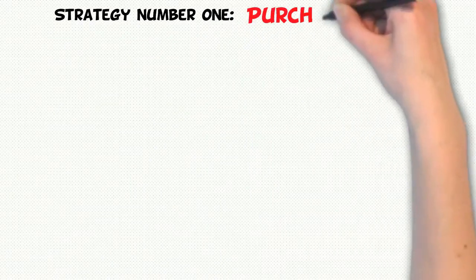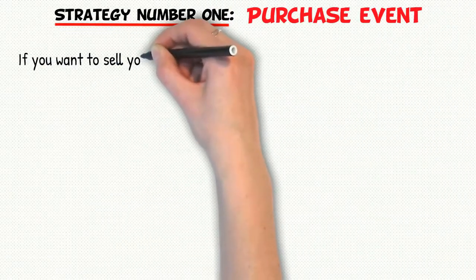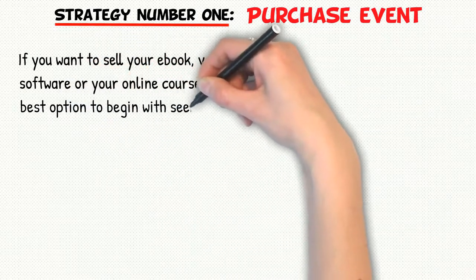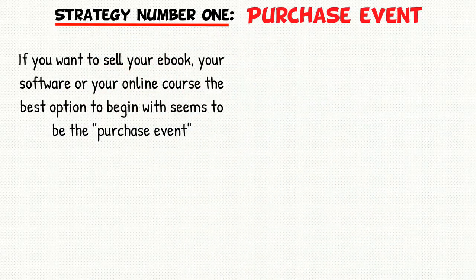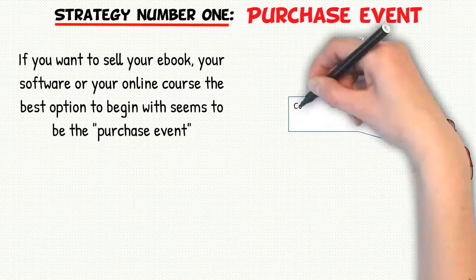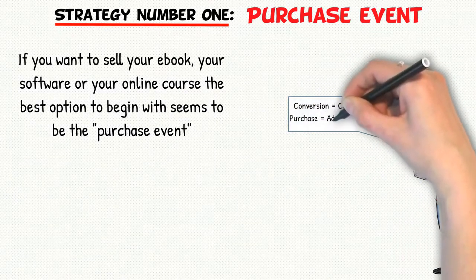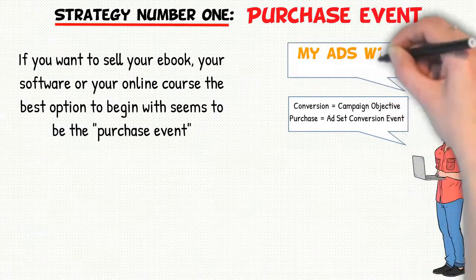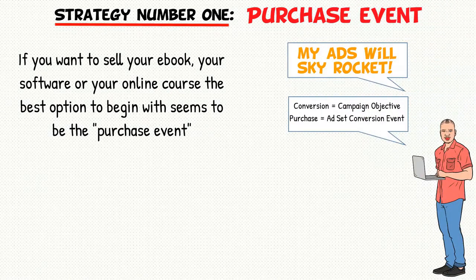If you want to sell your ebook, your software, or your online course, the best option to begin with seems to be the purchase event. This seems easy, right? I will pick conversion as my campaign objective and purchase as my ad set conversion event, and my ads will skyrocket. Well, unfortunately, this is not enough.